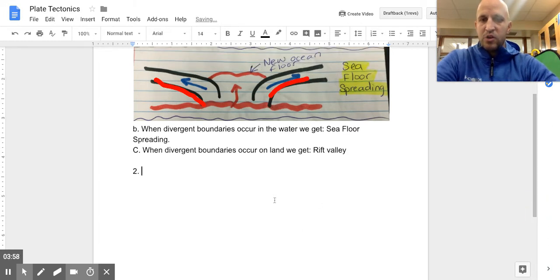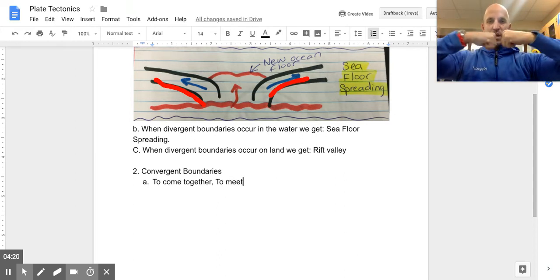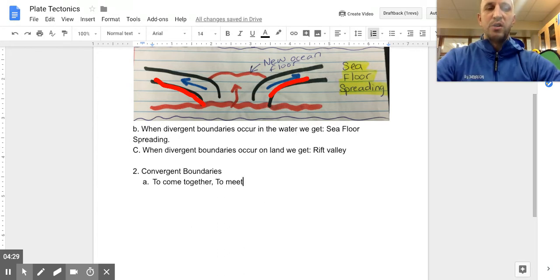Our second type of boundary are convergent boundaries. Now, convergent boundaries are just the opposite of divergent boundaries. So converge means to come together or to meet. So instead of coming apart, convergent boundaries are coming like this. And it is not butt heads like this. One is actually going down and one is going over. So there's three different pictures we're going to draw for convergent boundaries because there's different types of plates.